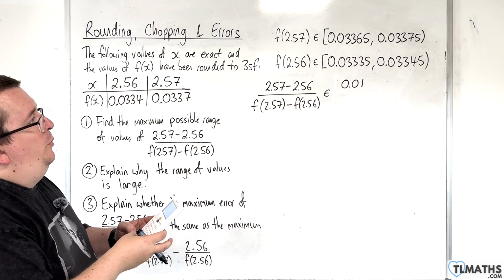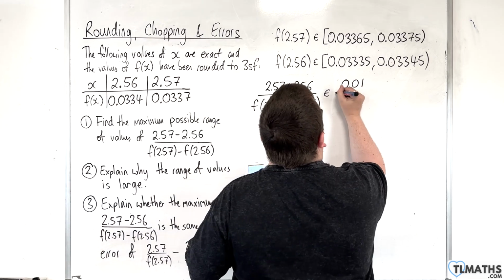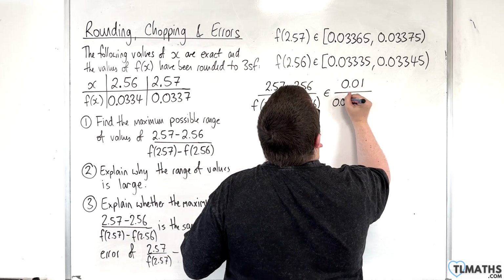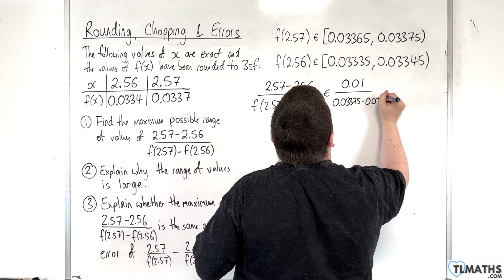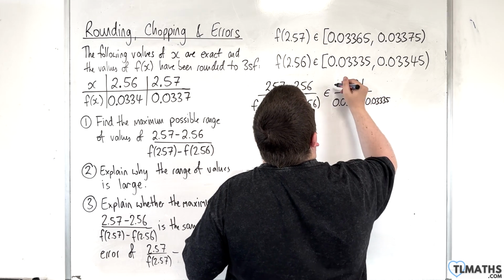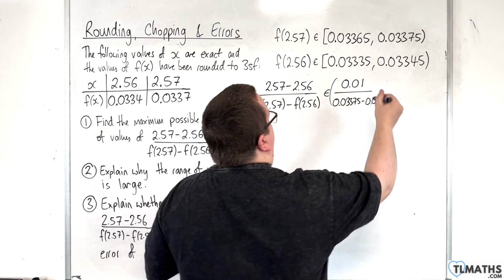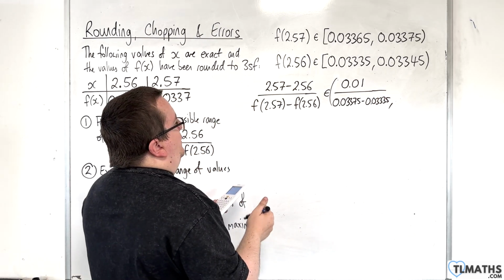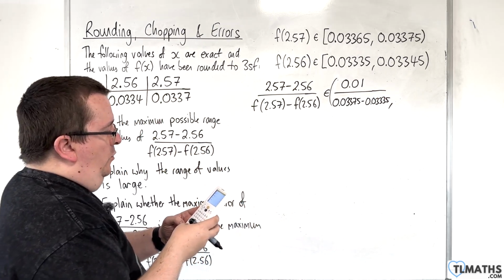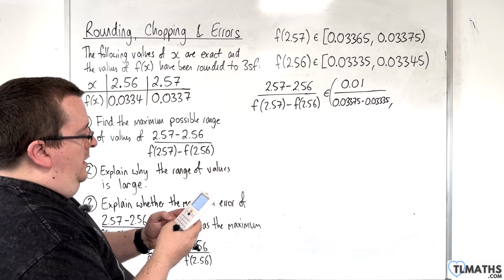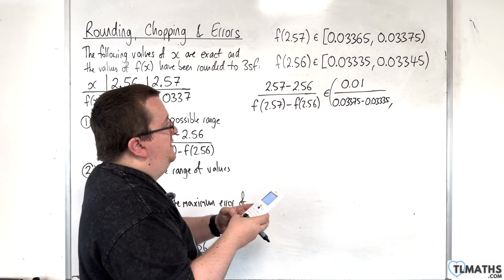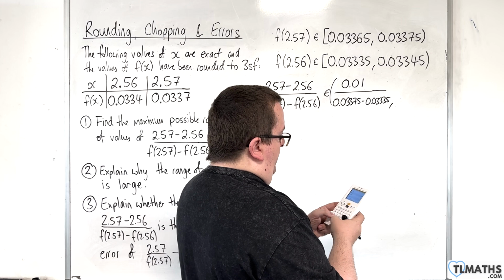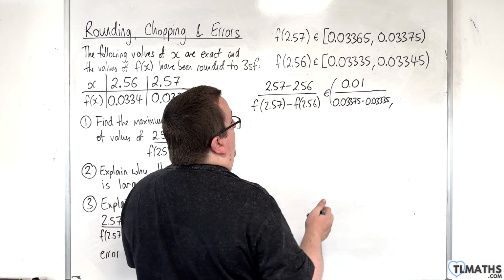So I'll write that down, 0.03375 take away 0.03335. That's going to be a rounded bracket. So let's actually figure that out. So that's 0.01 divided by 0.03375 take away 0.03335. And that's 25.